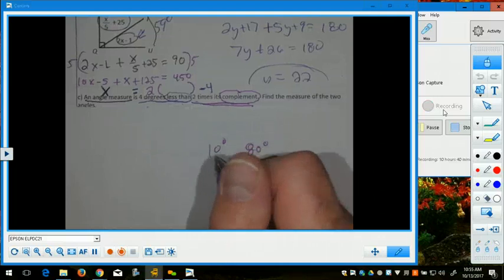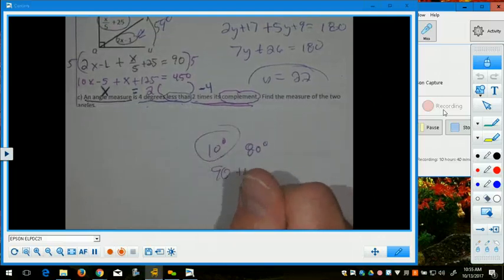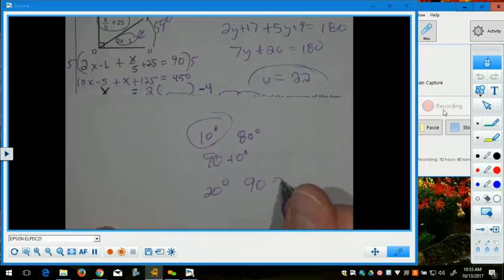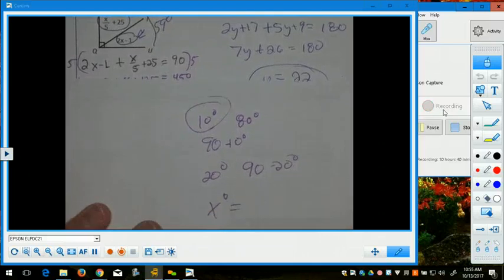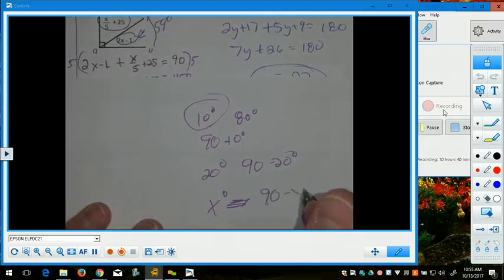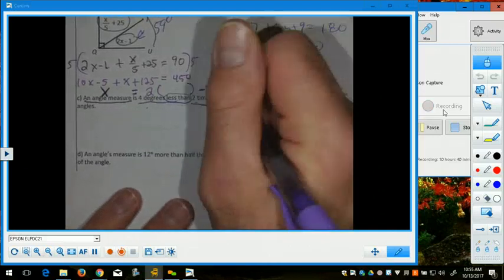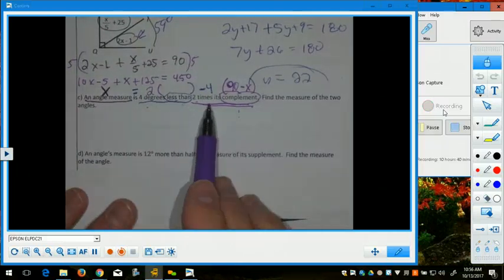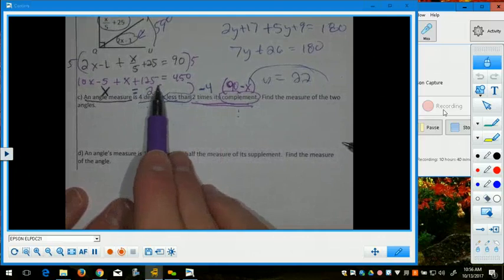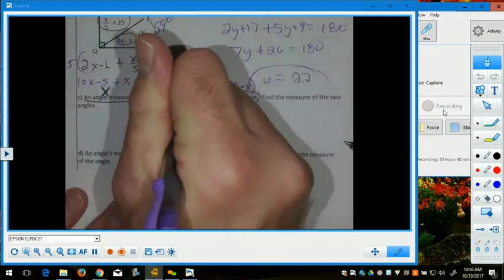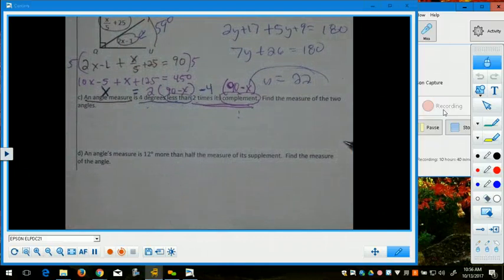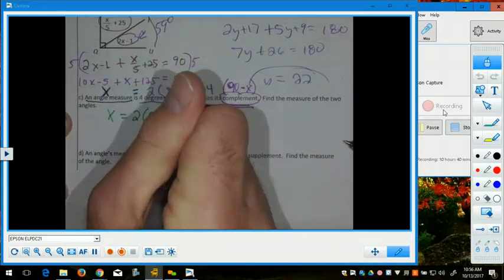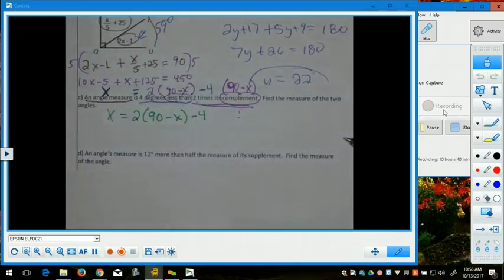90. So how did I find the 80 if I already knew the 10? 90 minus 10. If I have an angle that's 20 degrees, how do I find its complement? 90 minus 20. So if I have an angle that's x degrees, how do I find its complement? 90 minus x. So where it says its complement, I need to use the expression 90 minus x. So when it says 2 times its complement, I have to do 2 times the quantity 90 minus x. So my equation is x equals 2 times the quantity 90 minus x, and then minus 4.